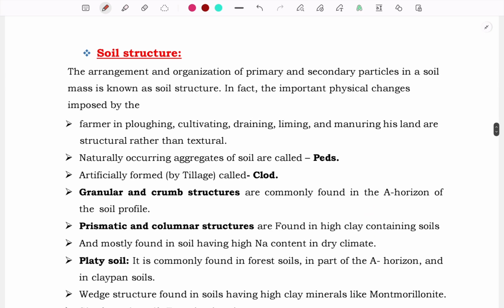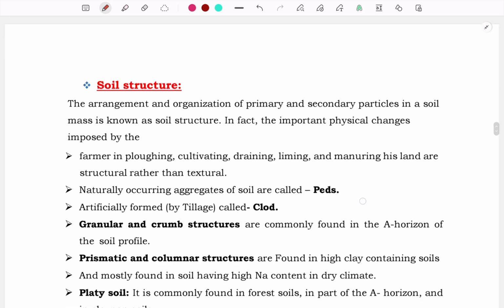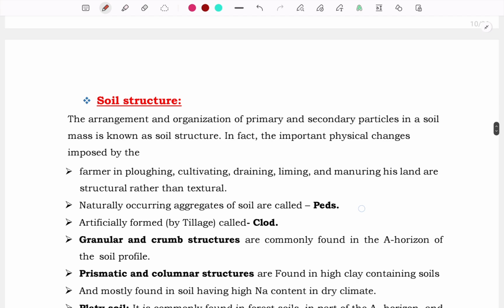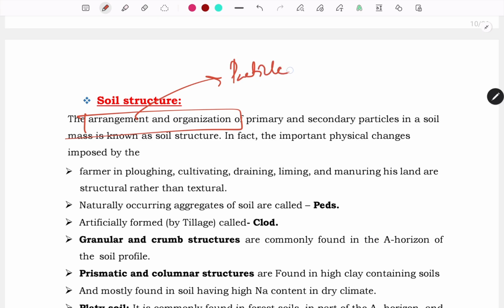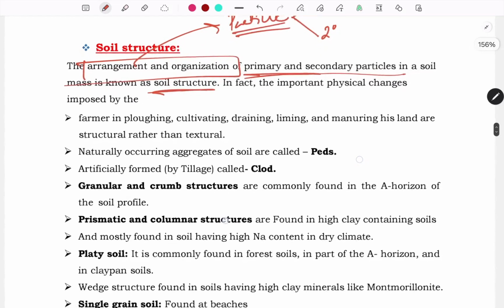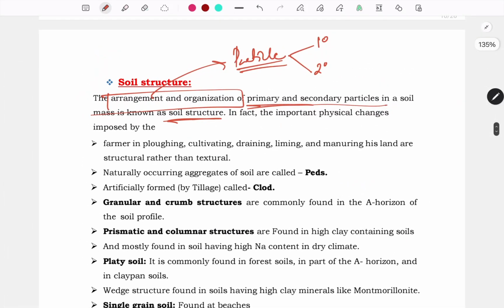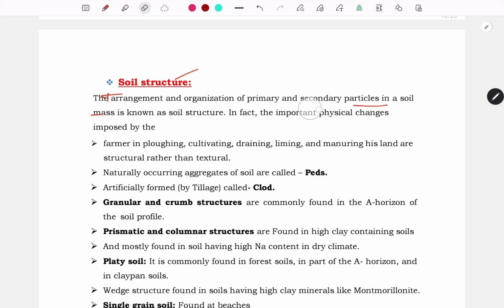The next property is soil structure. Soil structure is nothing but an arrangement or organization of particles. It can be primary or secondary. The arrangement and organization of primary and secondary particles in the soil is known as soil structure, and it can be changed. It is not like soil texture.